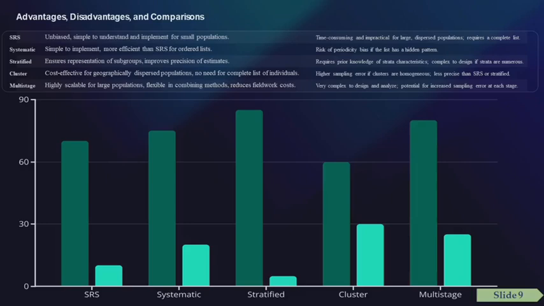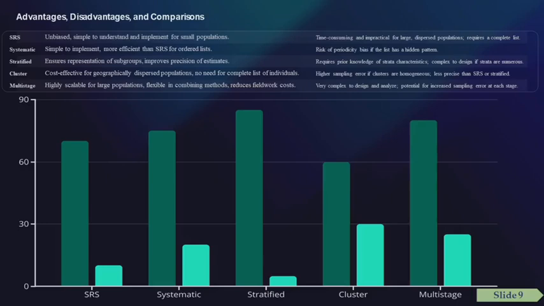Cluster, on the contrary, is cost effective for dispersed groups, needs no full list, but has higher error if clusters are homogeneous. Multi-stage is scalable for large populations, flexible, reduces cost, but very complex with potential error buildup.